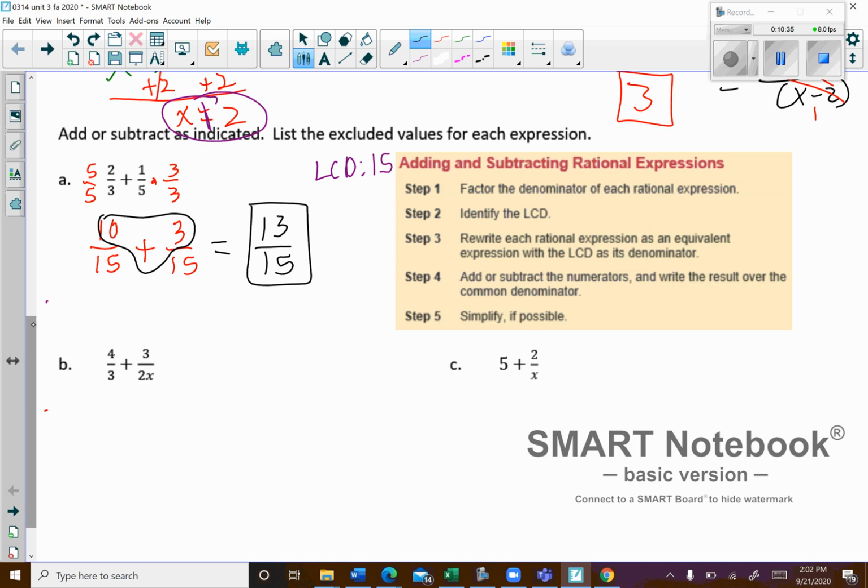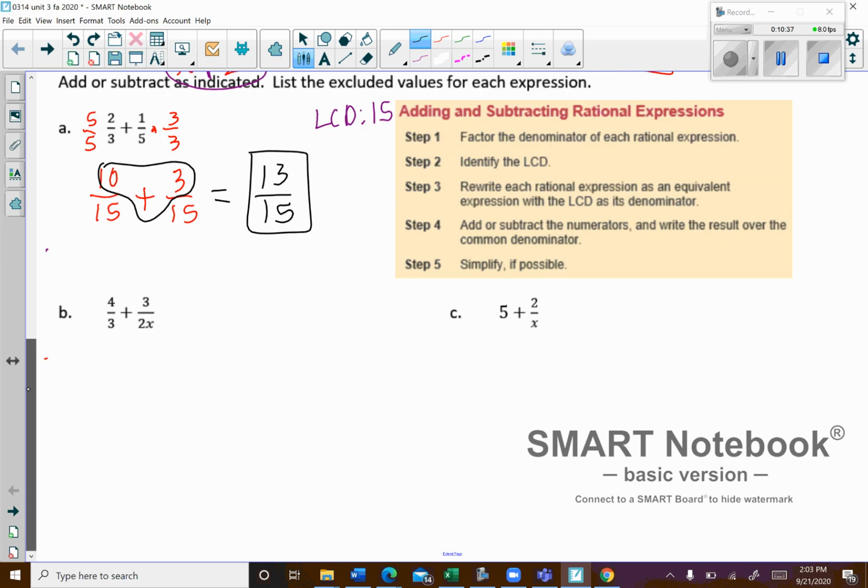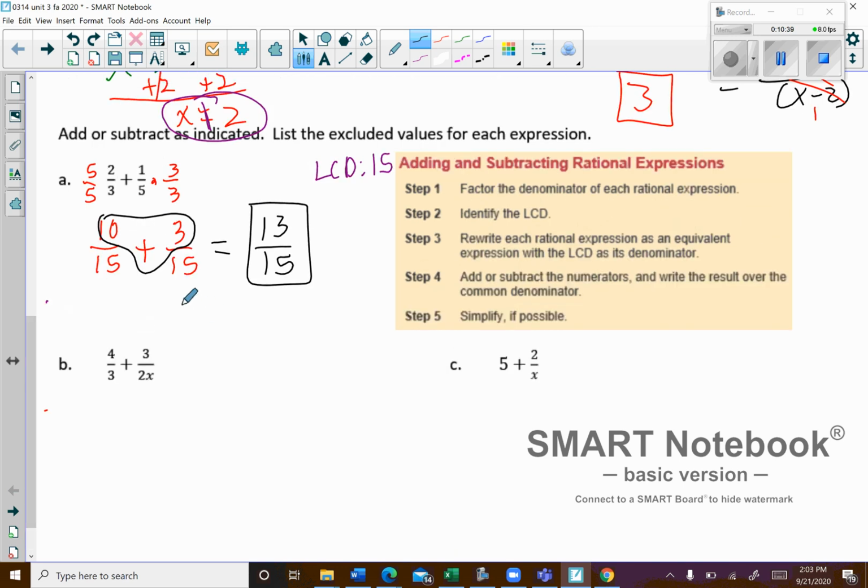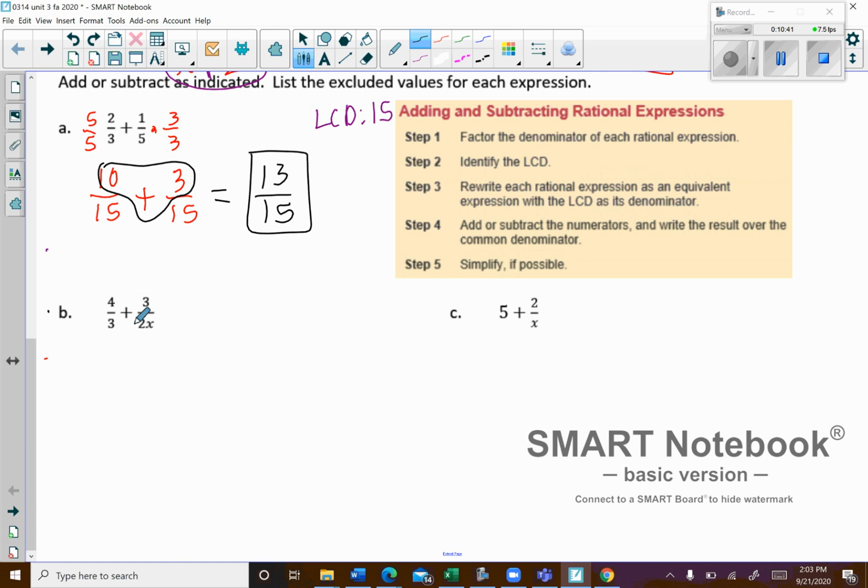Okay, moving on. So looking at part B, right here, I do have a variable in the denominator spot. So I have to look at that and be like, man, what would make that equal 0? So what would make this equal 0? And so let's see, I'll divide by 2 on both sides. And so x equals 0 divided by 2, which is still just 0. That's going to be my excluded value. So if they ask for that, there you go. There's the excluded value. X cannot equal 0.